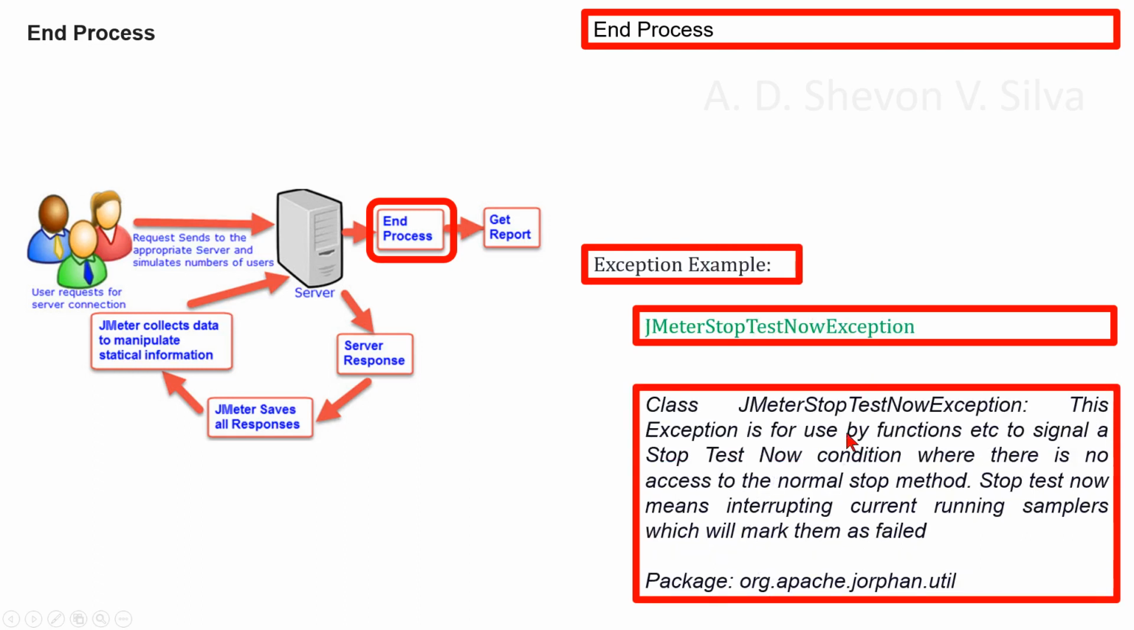As an exception example, we can consider JMeterStopTestNowException. Class JMeterStopTestNowException. This exception is for use by functions etc. to signal a stop test now condition where there is no access to the normal stop method. Stop test now means interrupting currently running samplers, which will mark them as failed. This class is in the package org.apache.jorphan.util.